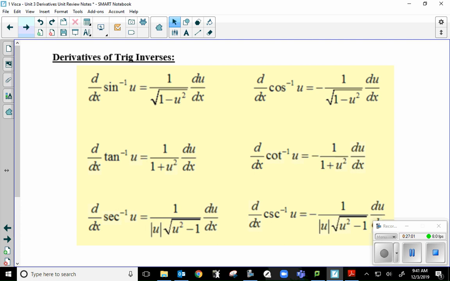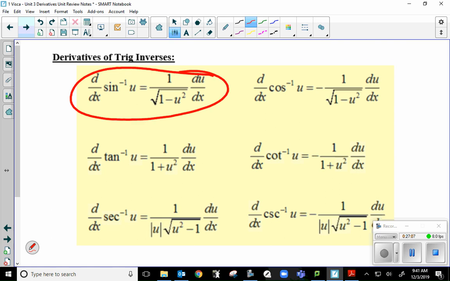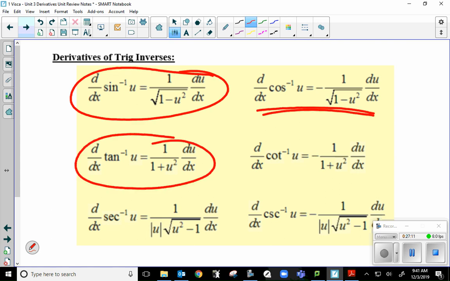Last one, derivatives of trig inverses. You just got to know these. This one right here is very common to use. They use tangent quite a bit. Every once in a while, they'll try and sneak in a cosine. But you just got to know these. Memorize them. Secant and cotangent are hardly used. Sine and tangent are the most commonly used. You've just got to recognize the form when you see it.